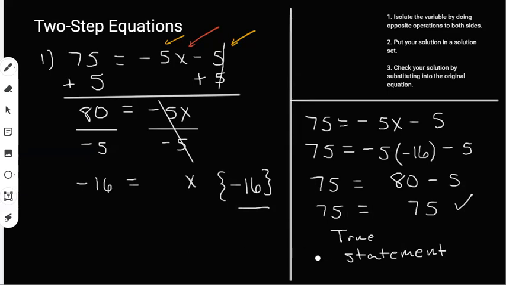If something was off about the statement, maybe I got a false statement, then what you would do is you would go back to where you did your original work over on this side, and you would just check to make sure that you did everything correctly. Okay, that is number 1. Let's check out number 3.